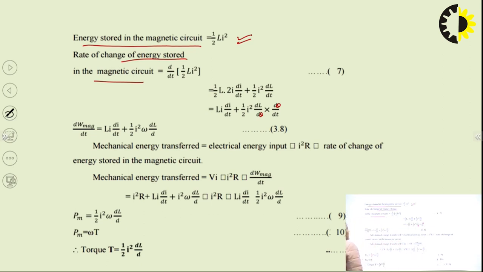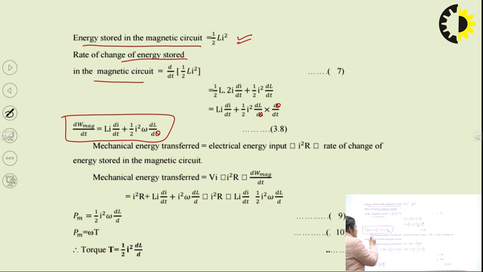So this is the magnetic rate of change of magnetic energy stored in the circuit, right? So this can be expressed this way. Here d theta by dt can be written as omega, so this expression will be fine, where dWm by dt is the rate of change of the magnetic energy stored in the circuit, right?